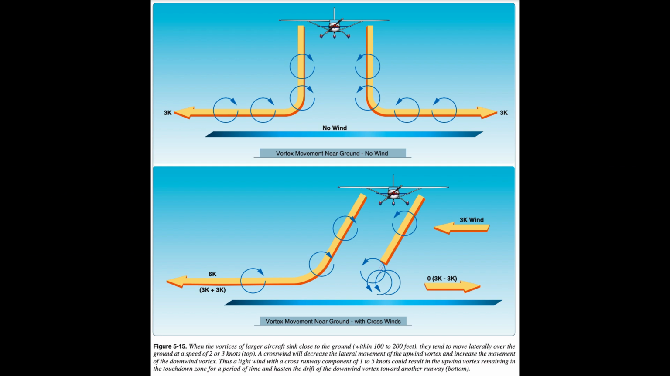Figure 5.15. When the vortices of larger aircraft sink close to the ground, within 100 to 200 feet, they tend to move laterally over the ground at a speed of 2 or 3 knots, top. A crosswind will decrease the lateral movement of the upwind vortex and increase the movement of the downwind vortex. Thus, a light wind with a cross-runway component of 1 to 5 knots could result in the upwind vortex remaining in the touchdown zone for a period of time and hasten the drift of the downwind vortex toward another runway, bottom. End of page 5-10, Figure 5.15.